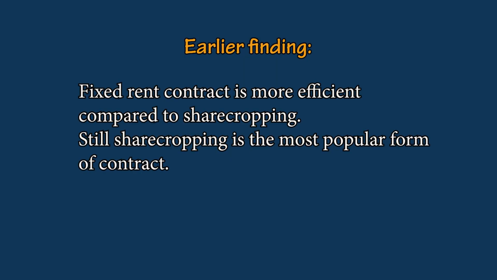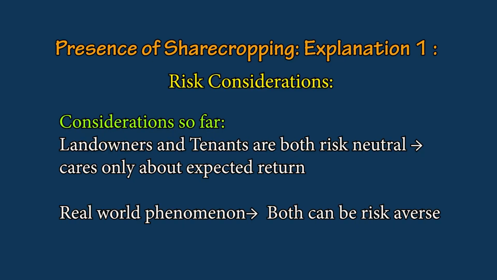So, let us enter into our discussion by asking a question which was raised in the earlier module. Fixed rent contract is more efficient compared to sharecropping. Still, sharecropping is the most popular form of contract. Why is it so? To find the answer, let us start with the first explanation. This explanation is based on risk considerations.